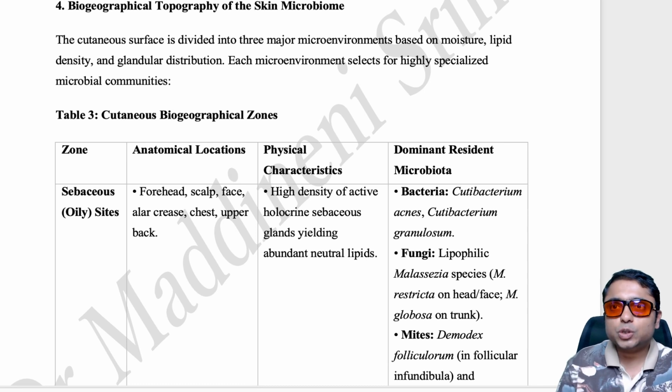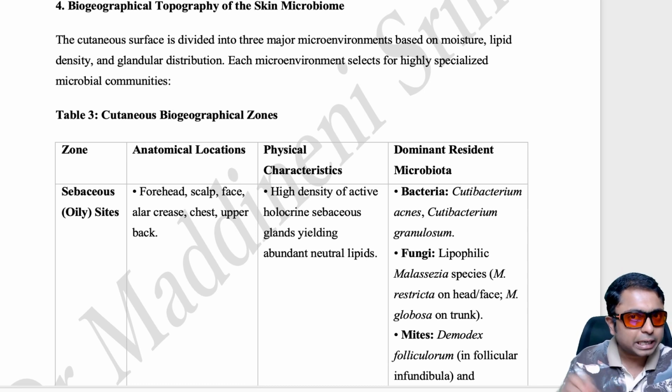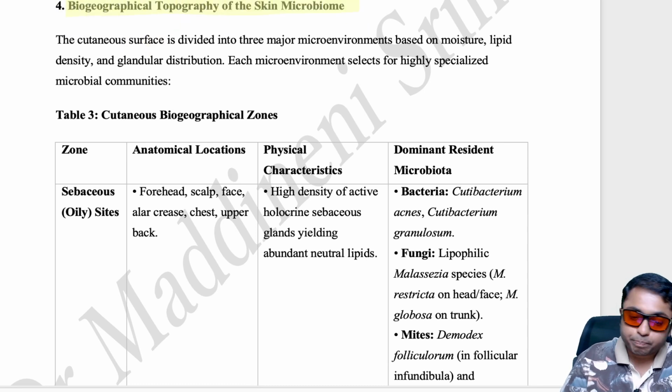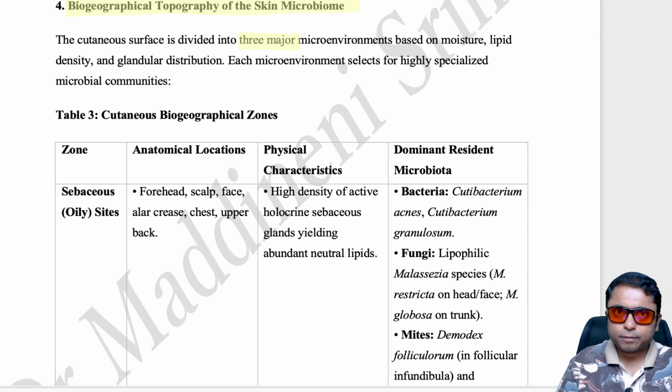Now this is the actual topic of the theory question which you have to write in the examination. So let us begin the discussion. Biogeographical topography of the skin microbiome, right? So what is this? It is basically divided into three major microenvironments which you have to remember.